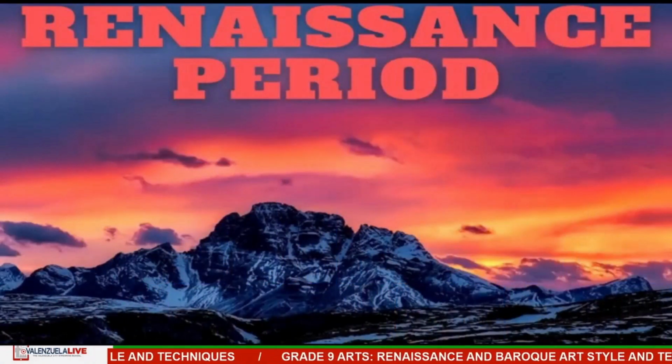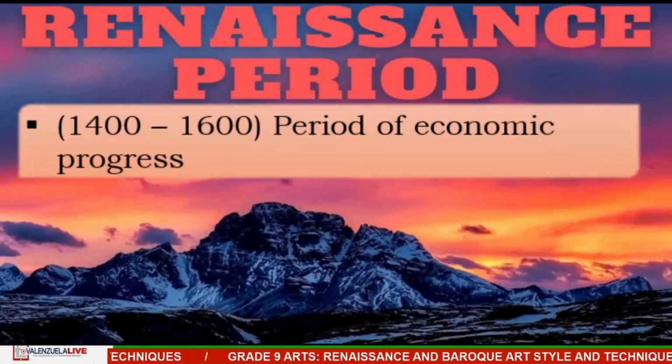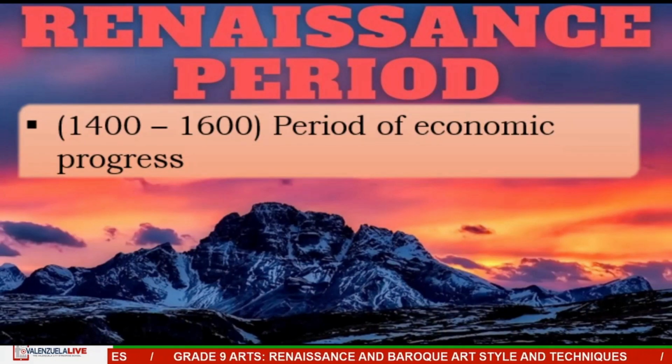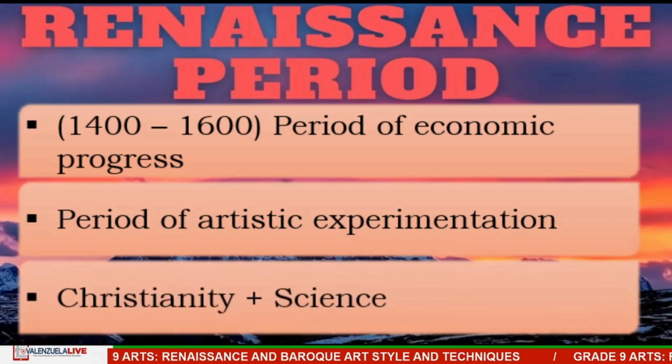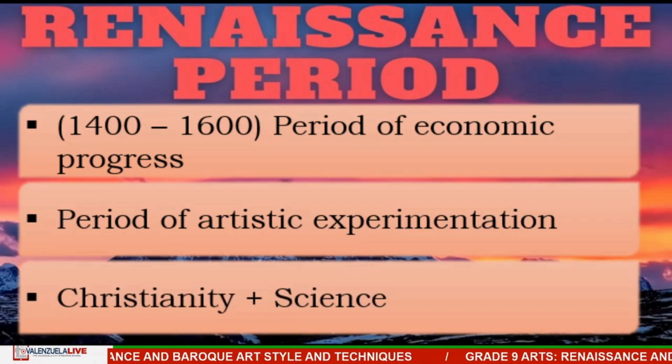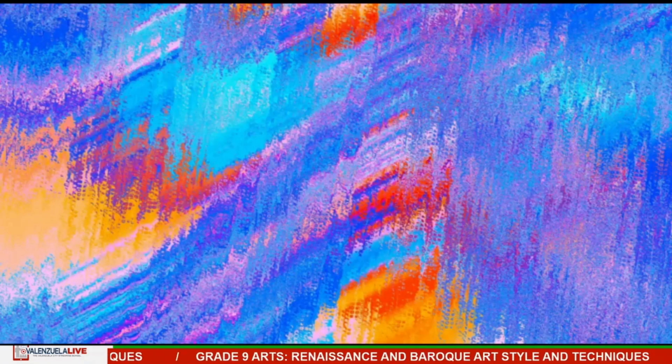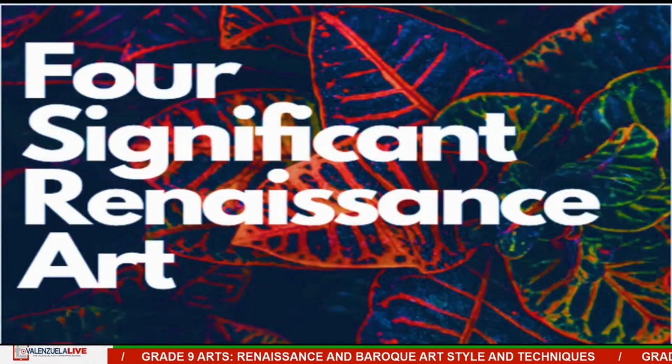The Renaissance, which in history was a time of economic progress and artistic experimentation, began in the 14th century in Europe. Renaissance art style and technique is a combination of the representation of Christianity and science. Specifically, there are four significant styles and techniques of Renaissance art.